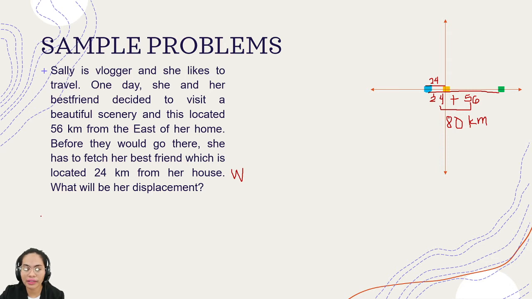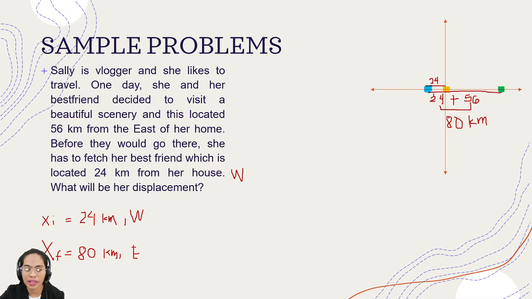Now, we have to identify the initial position and the final position. Okay. So, our initial position is, saan ba siya unang pumunta? So, the initial position now is the 24 kilometers. To the east or west? Okay, very good, to the west. And then, our final position will be 80. Okay, 80 because from this position going to this position, this is for a total of 80 kilometers. So, 80 kilometers. Okay, to the east.